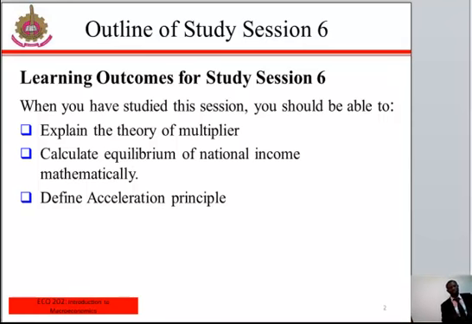Outline of study session 6. After you might have studied this session, you should be able to explain the theory of multiplier. You should be able to calculate equilibrium of national income. And lastly, you should be able to define the acceleration principle. What exactly is the theory of multiplier?